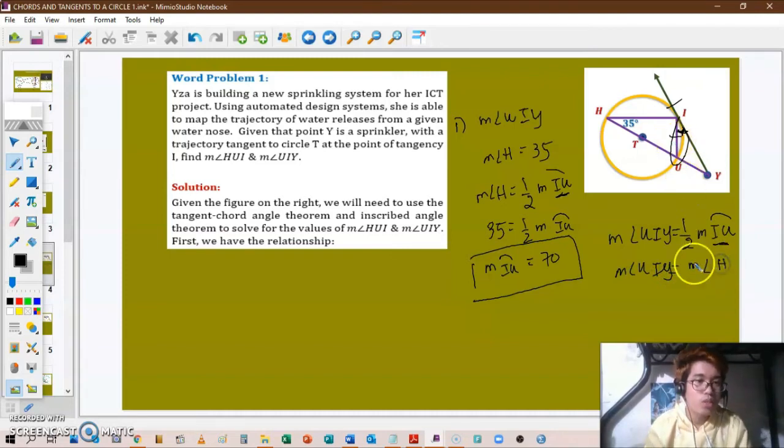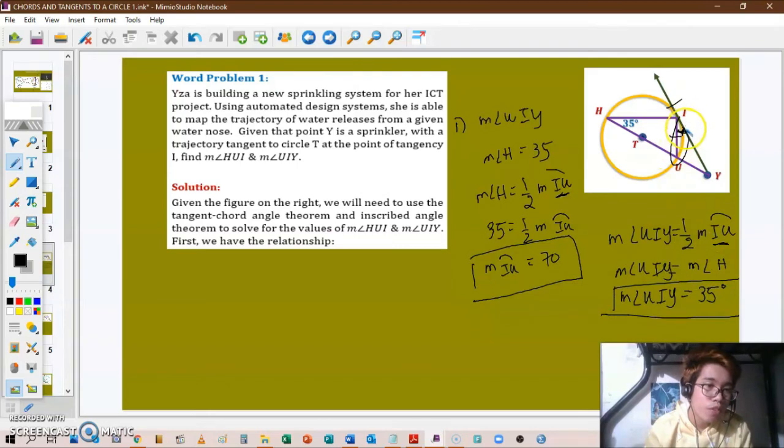H. So the measure of angle UIY is going to be equal to 35 degrees, because it is 1/2 the measurement of IU. This arc we have already solved, and we measured IU, so that's 70 divided by 2, which gives us 35.